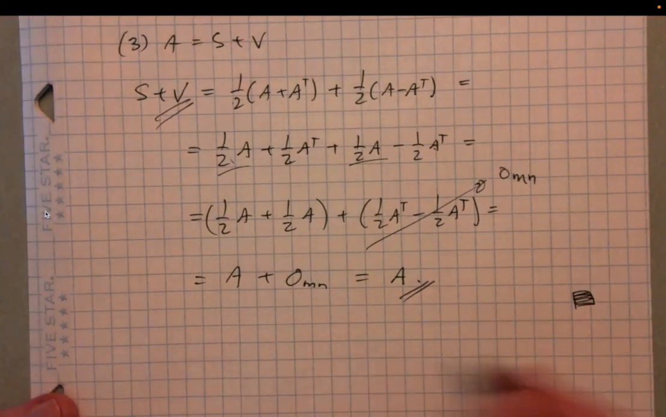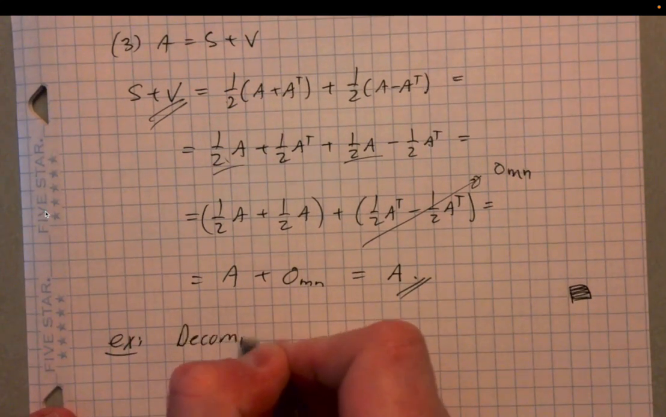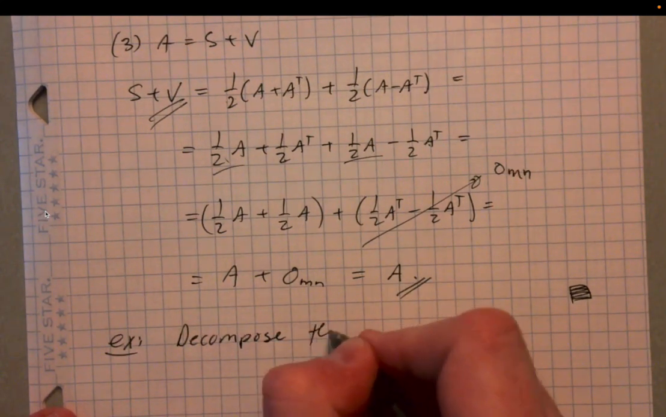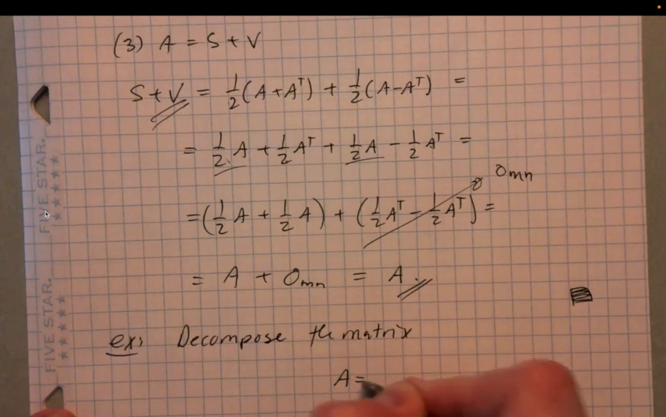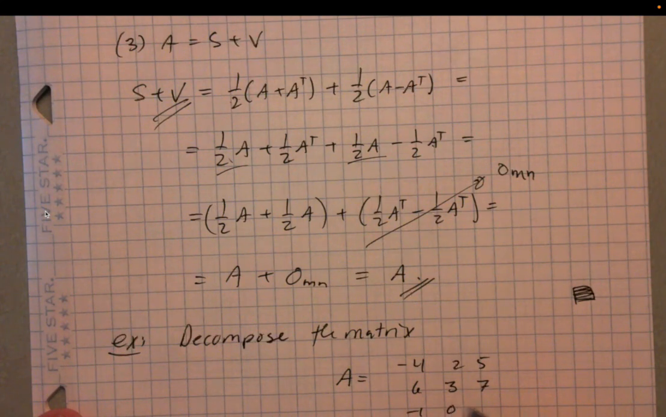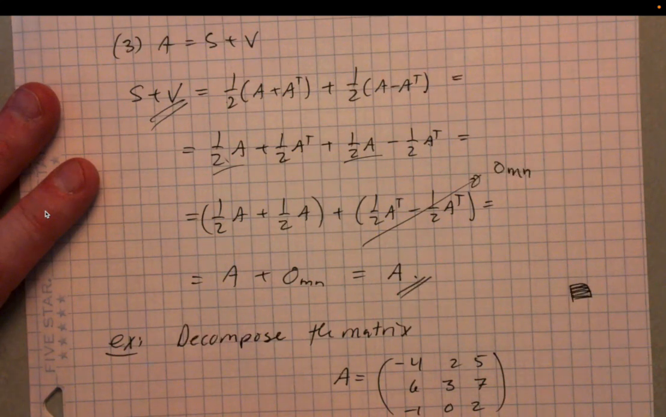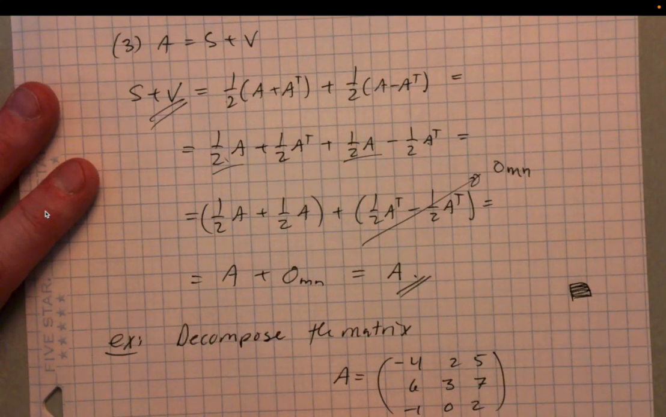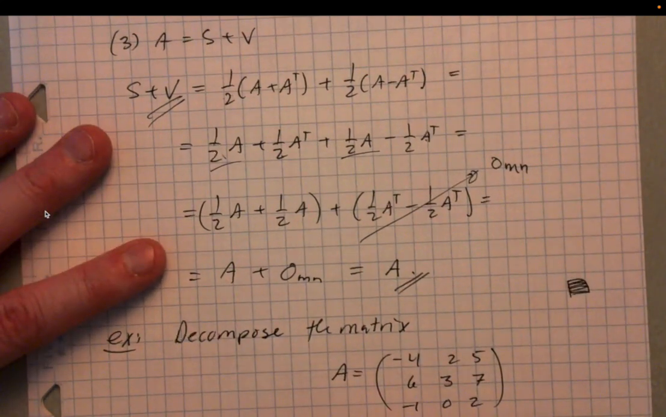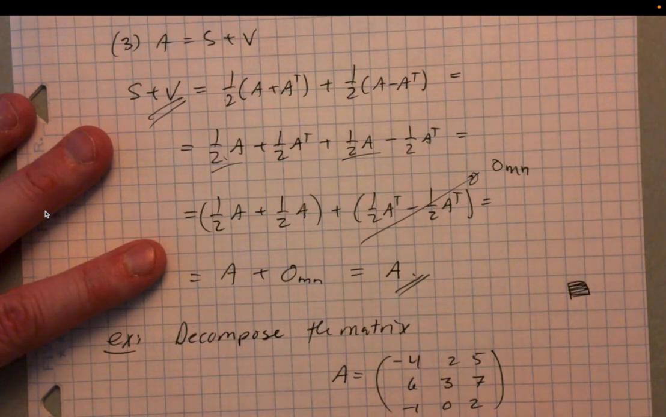Let's do a quick example using this. Let's decompose the matrix. Here's our matrix: -4, 2, 5, 6, 3, 7, -1, 0, 2. We'll start by calculating S. S is 1/2 (A plus A transpose). So it's just 1/2, and then you've got A, -4, 2, 5, 6, 3, 7, -1, 0, 2, plus A transpose.